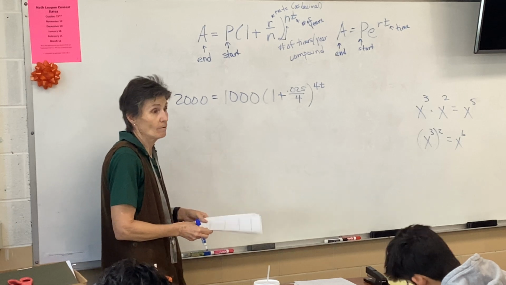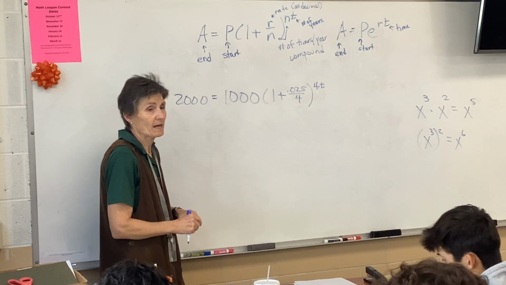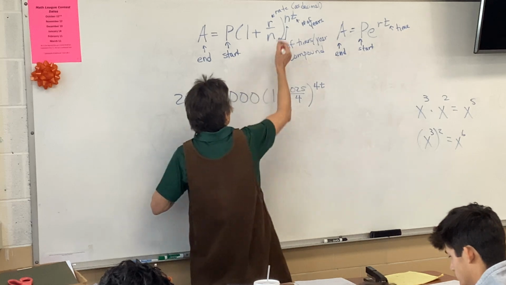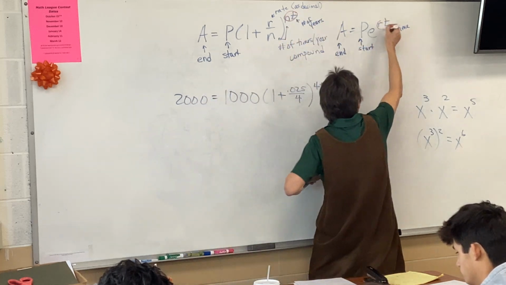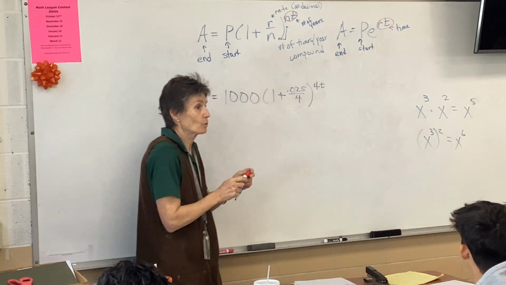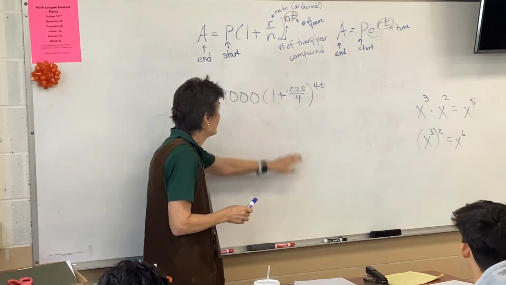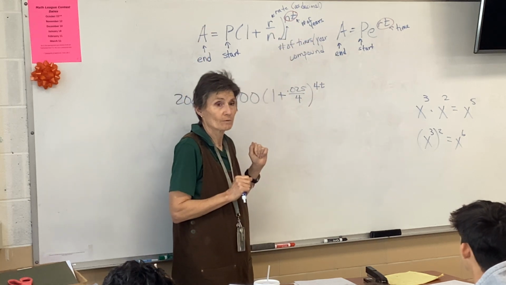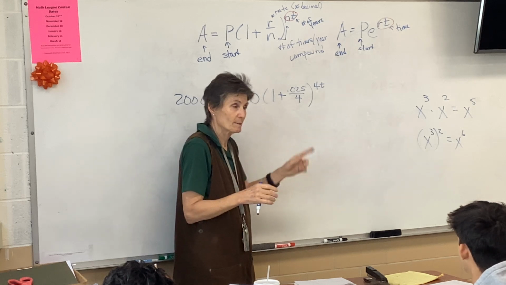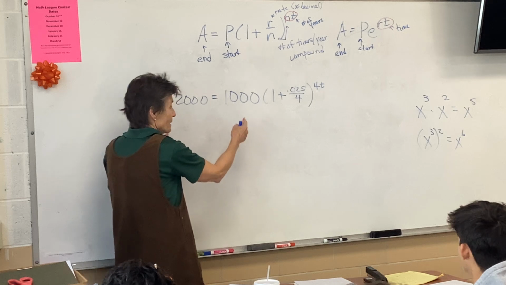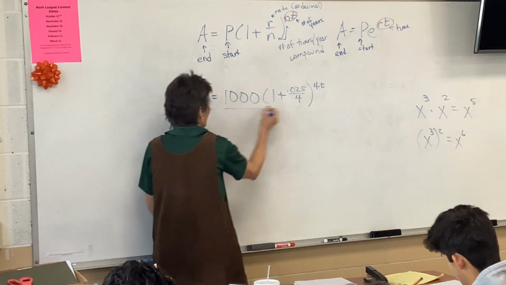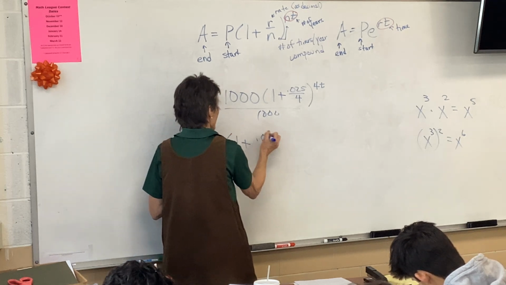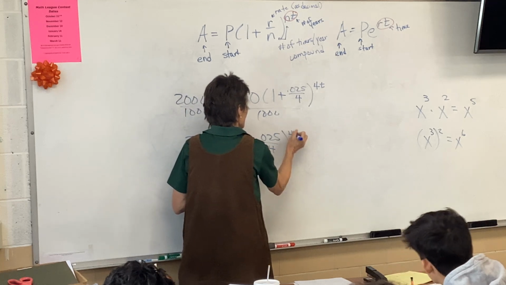Alright, I'm gonna solve this equation. Here's a little fun fact for you. Anytime your variable is up here or up here, you're going to need logarithms. You're going to need logarithms to solve this equation because your variable is in the exponent. Whenever your variable's up there, you're gonna need logarithms, okay? So eventually I'm gonna need logarithms, but not step one. What's step one gonna be? Divide by 1,000. Absolutely, we gotta get rid of that. So 2 equals 1 plus 0.025 over 4, to the 4t.